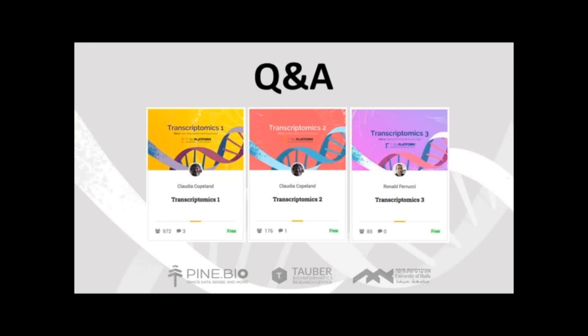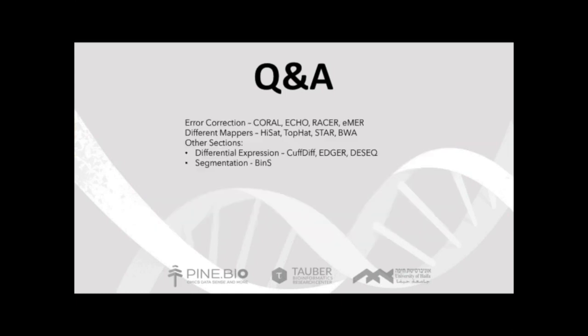I hope it wasn't too basic, but if it was, this was just to bring everybody up to speed and so that we all understand what data we're working with. We do have a few previous workshop questions that came up. So if you just look at the pipeline, you'll see that there are other sections and other buttons that we didn't cover. Error correction, different types of mappers, and other sections doing differential gene expression and segmentation.